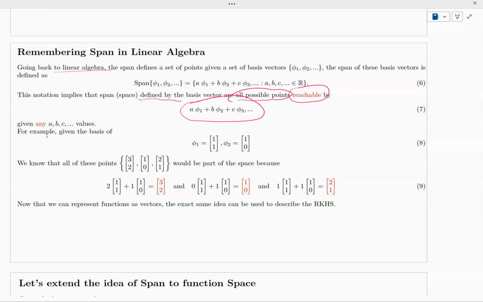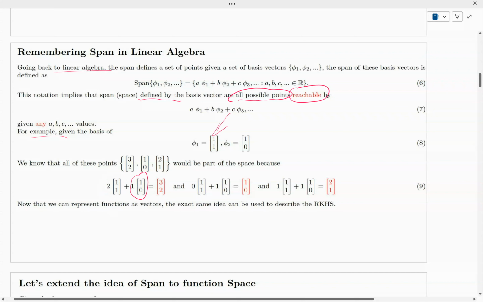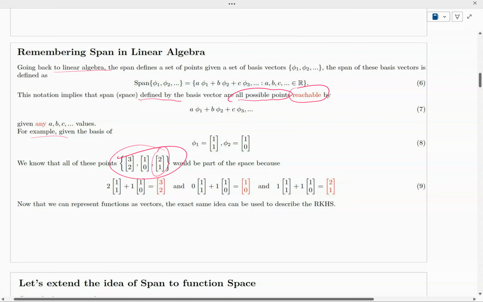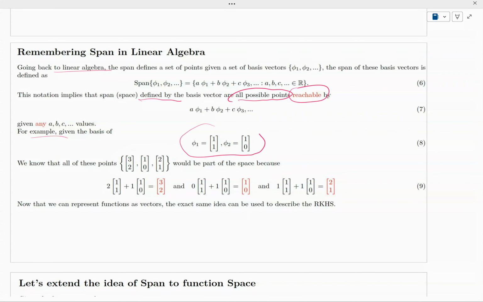Okay. So for example, let's say given that we have two basis vectors, these are the two, can we reach these targets? So 3, 2. Can we reach 3, 2? Yes. If we stretch the first vector by 2 and then keep the second vector, then we can reach 3, 2. Another example, 1, 0. Yes. If we just zero out the first one and multiply the second one, we can get 1, 0. Same idea. Can we get 2, 1? Yes. You just add the two of them and you get 2, 1. So all these 3 points are reachable by the basis.